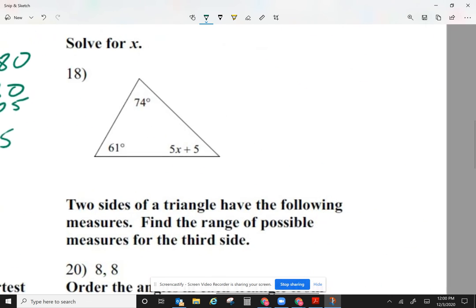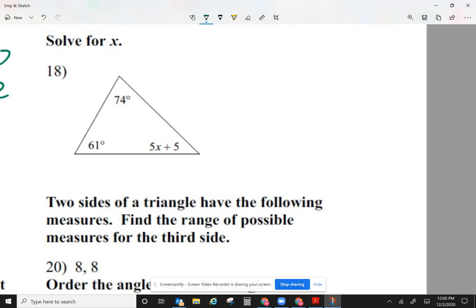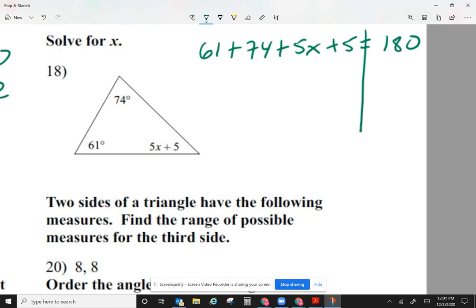Same idea will be used here in number 18. If you notice, we're dealing with the three angles of a triangle. Now, let me add everything: 61 plus 74 plus 5x plus 5. I'm adding everything, and it is equal to 180. The three angles of a triangle add up to 180. Let me separate them through the equal sign.